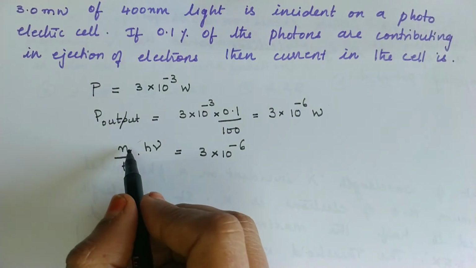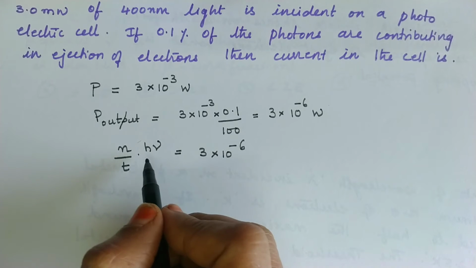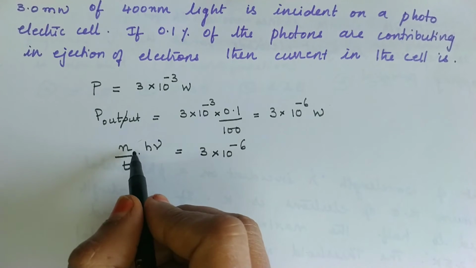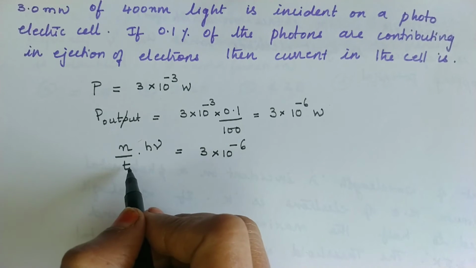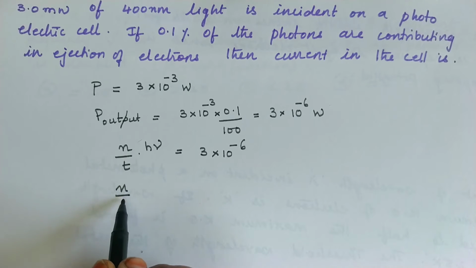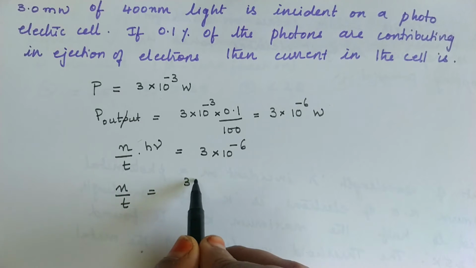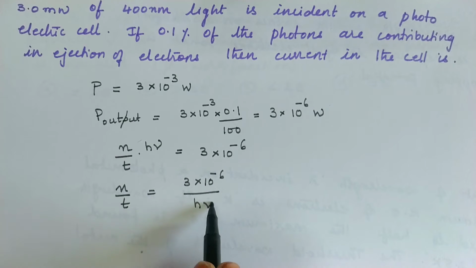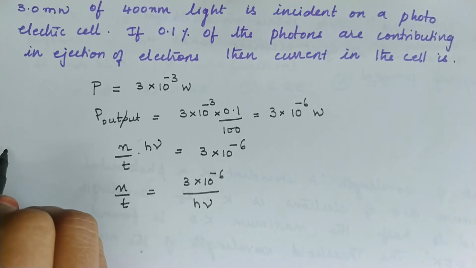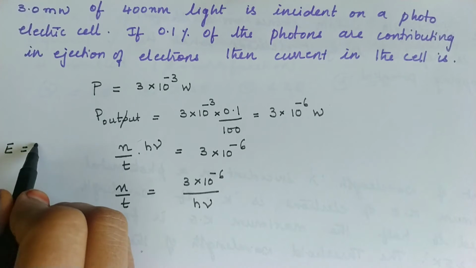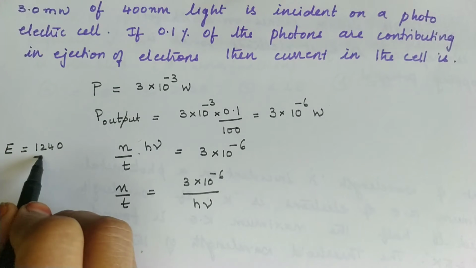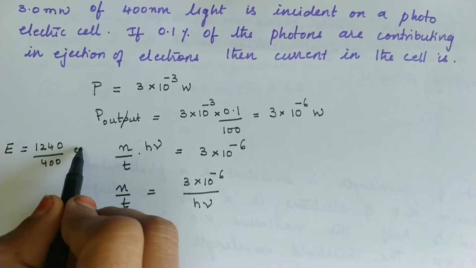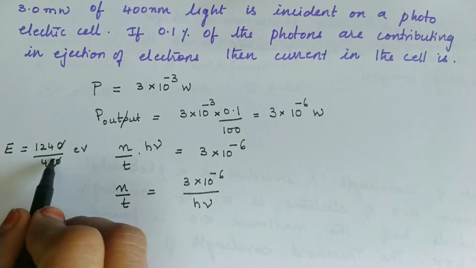As many photons are incident on the metal, the same will be the number of electrons. So first we will find out the number of electrons emitted per 1 second. So what is N by t equal to? 3 into 10 to the power minus 6 divided by h nu. So here I will be using this relation. We know energy in electron volts is 1240 by lambda in nanometer. Lambda is 400, but remember we get the energy in which units? Electron volts. Simplify it.